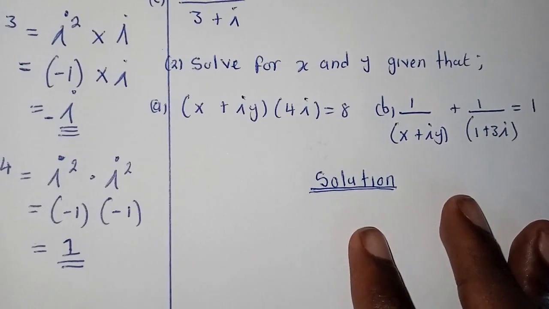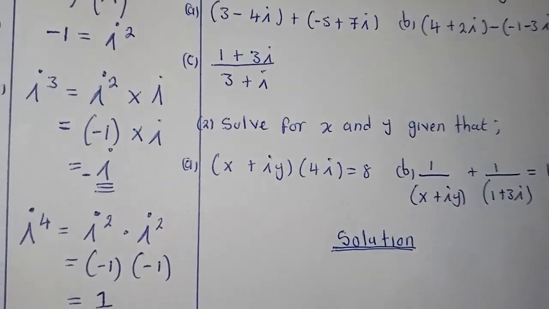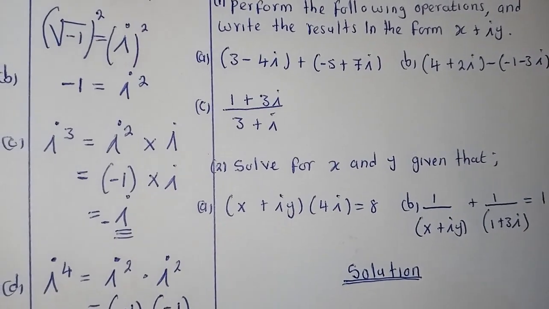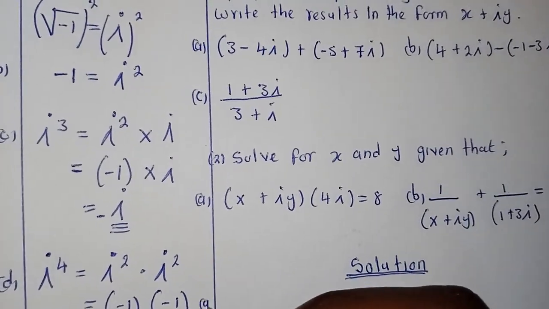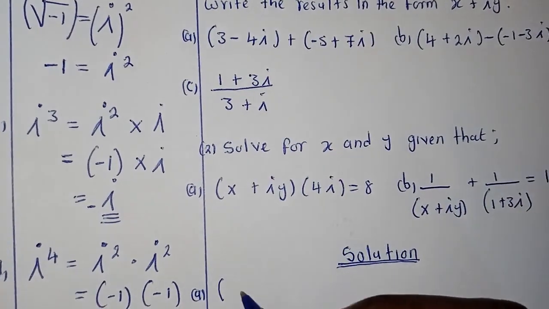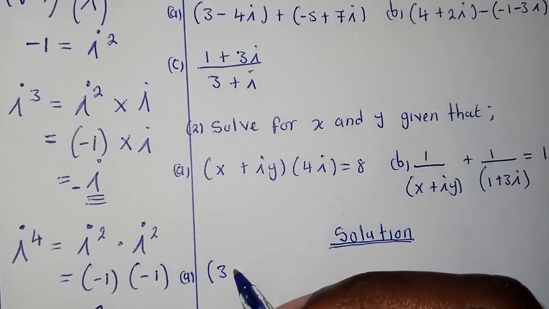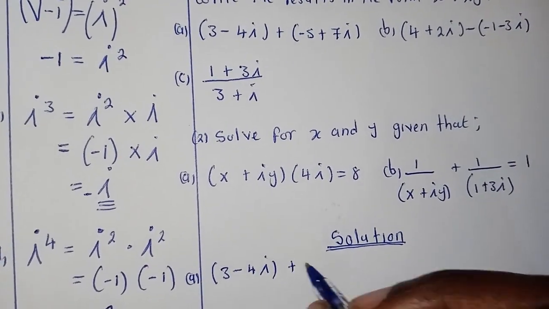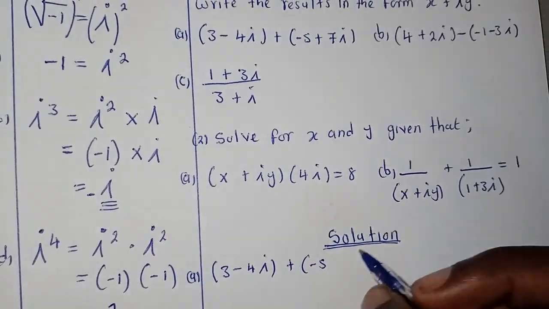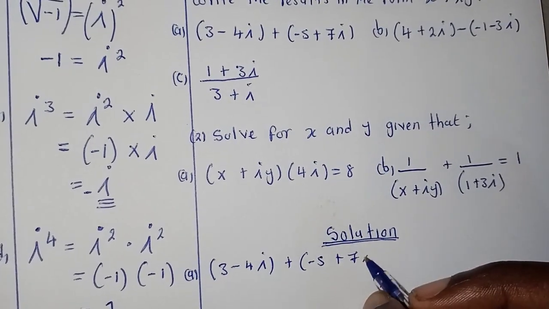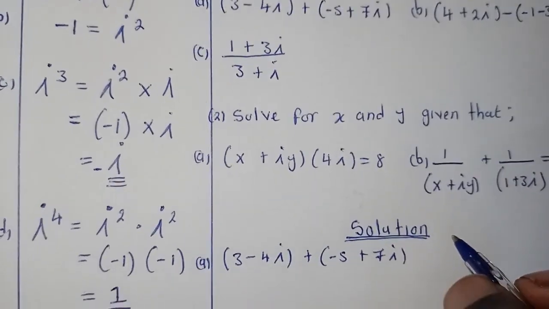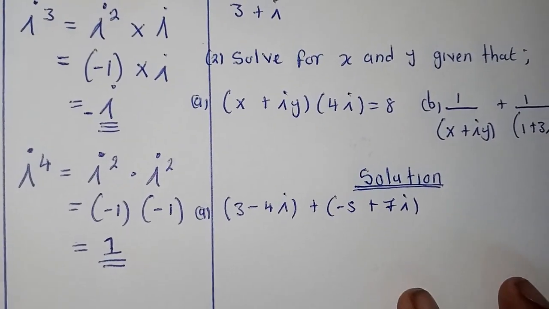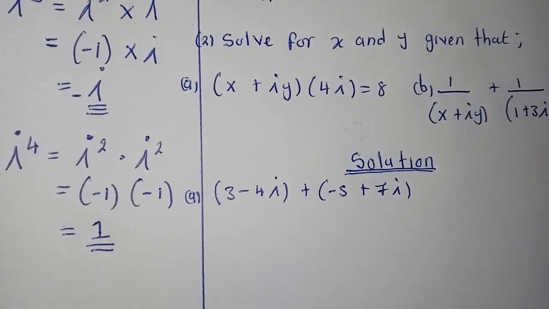So this video is an overview of everything that you want to learn on complex numbers. But of course, as we go further, we take it a little bit complex. So we have 3 minus 4i plus negative 5 plus 7i. We treat complex numbers just like the way we treat algebra. We collect the like terms.